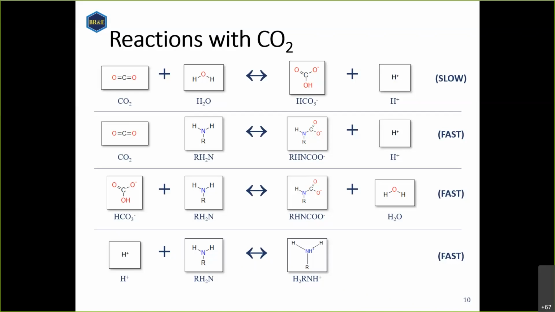Now, there is a corresponding fast reaction. The second reaction, CO2 can react directly with amine. But here's the interesting thing. The second reaction does not occur when we have a tertiary amine like MDEA. So the absorption of CO2 by MDEA, methyl diethanolamine, is limited to that first slow reaction. And that's going to have some big implications for carbon capture, as we'll see in a minute.